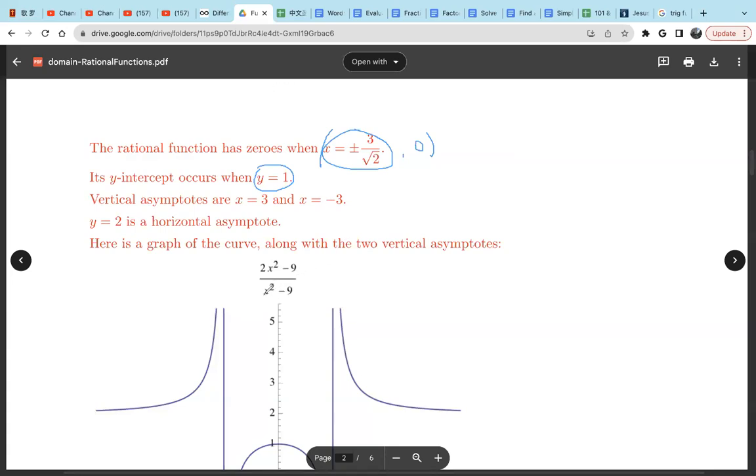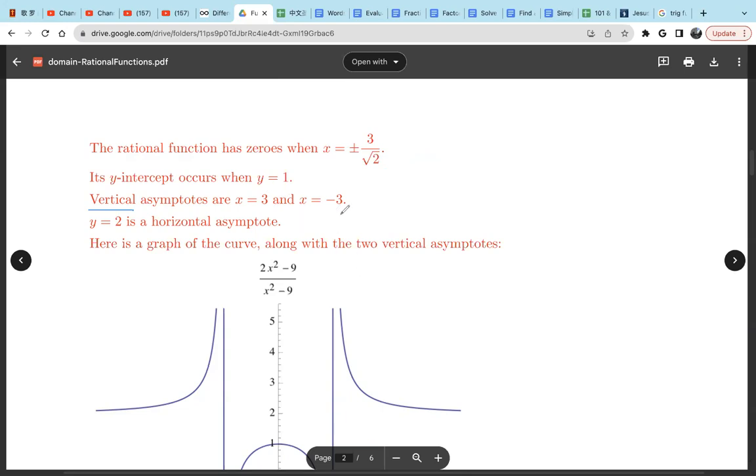X is 0, this one will be 0. X is 0, this term will be 0. So the numerator is left with -9, the denominator is left with -9. -9 divides itself, that's 1.